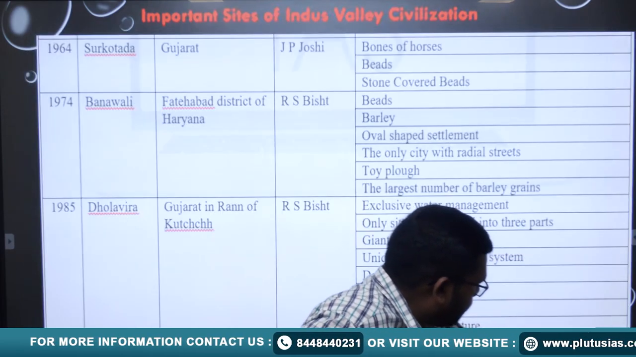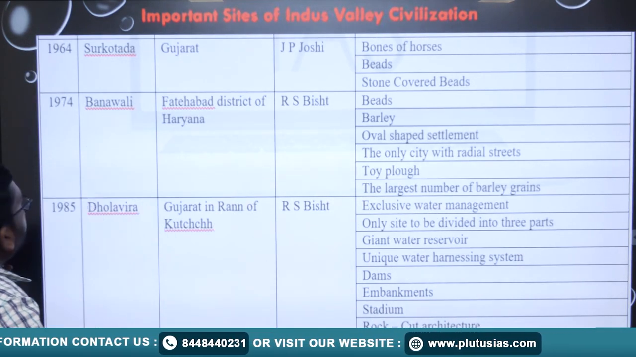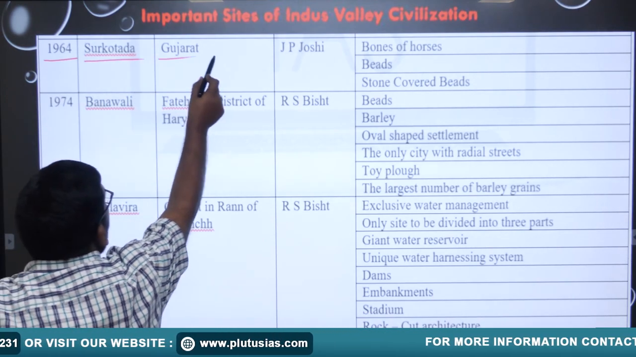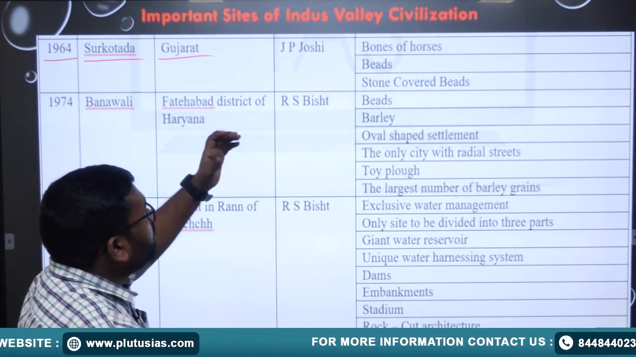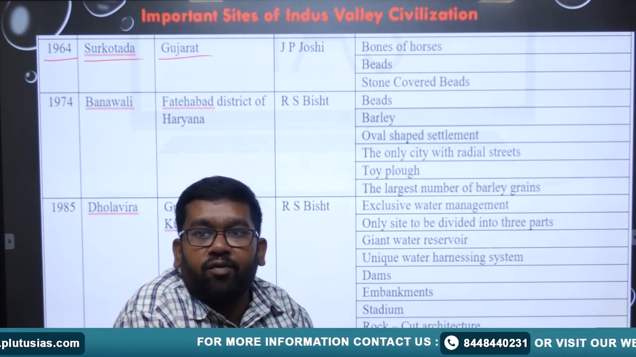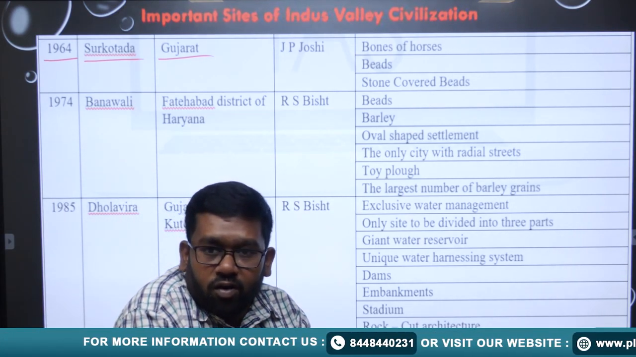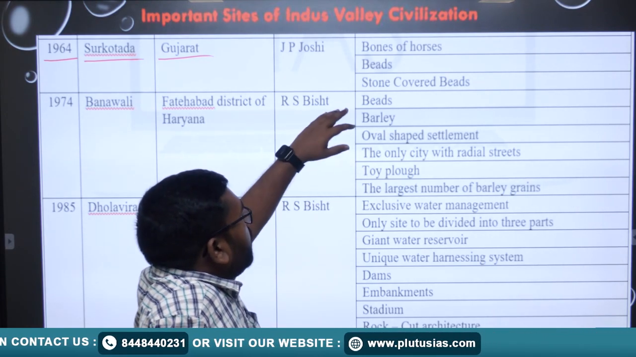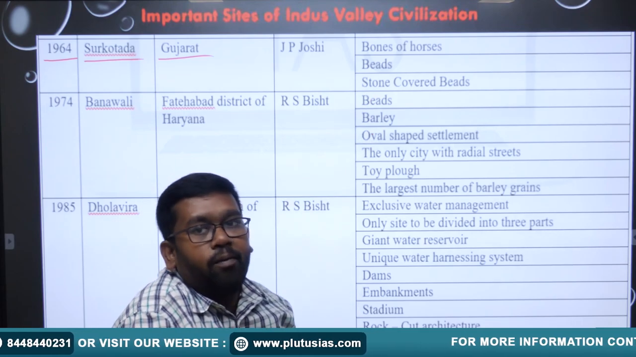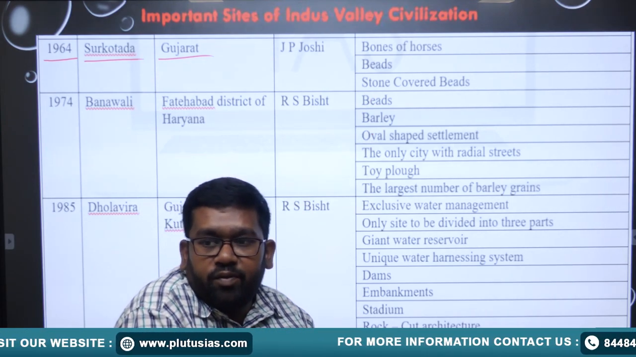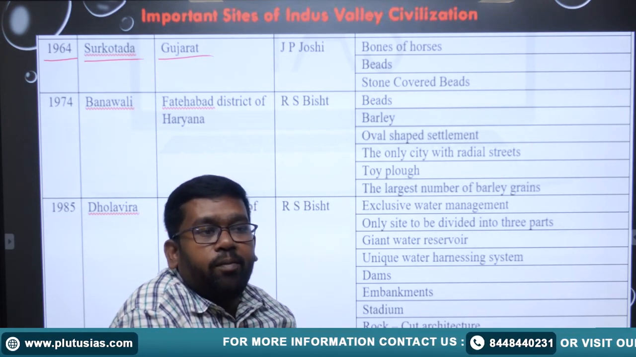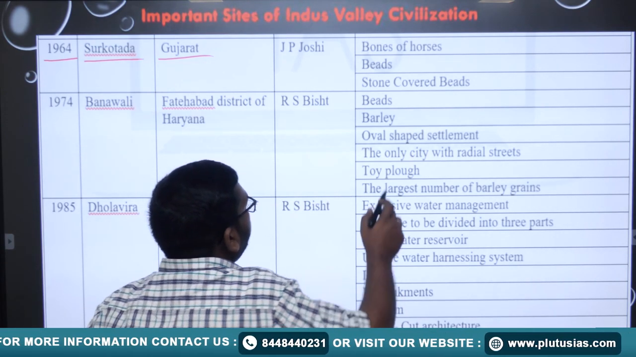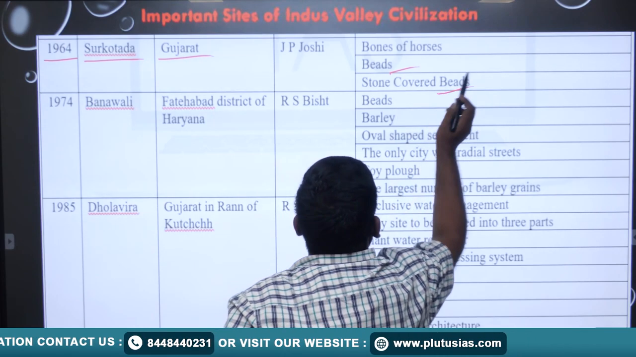If we go further, these three important sites are also important. The Surkotada site, which was discovered in 1961 in the Gujarat region, was discovered by J.P. Joshi. And the most important find is that there is only one evidence of horses found from this site. So horses were not available to these people, but we find that the bones of horses are available from the Surkotada region. So it means the horse was there, but we have not found horse evidence from other sites of Indus Valley civilization. Apart from this, we have found beads, stone, flower beads.